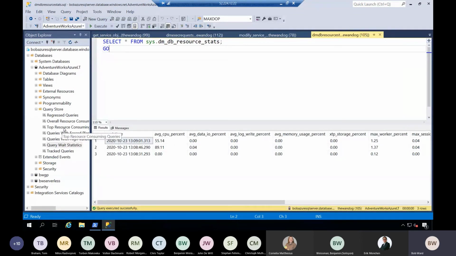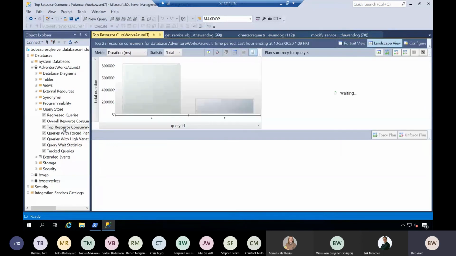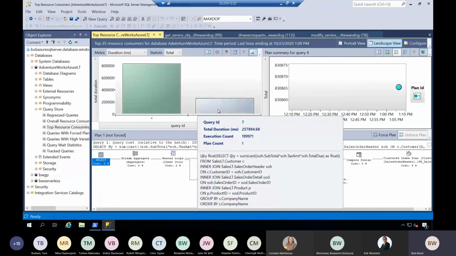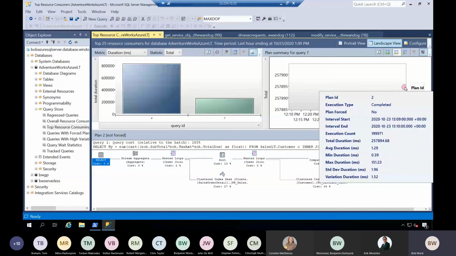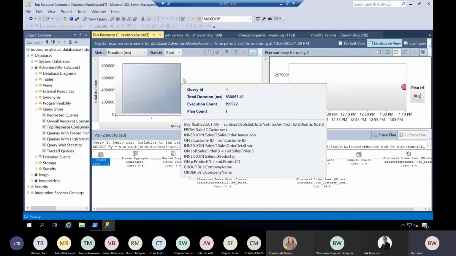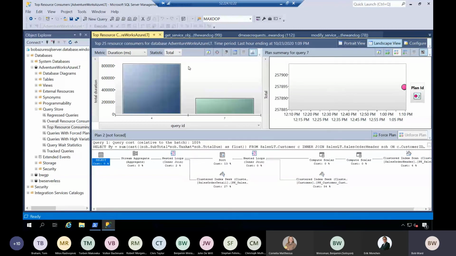If I go back over to my reports for Query Store, I can see now that I have 2 query IDs, and notice it's the same query, but for this one, you can see that the average execution is now something like 1 millisecond. And in fact, if you go look at the wait statistics, you'll see as well that that average is much lower.